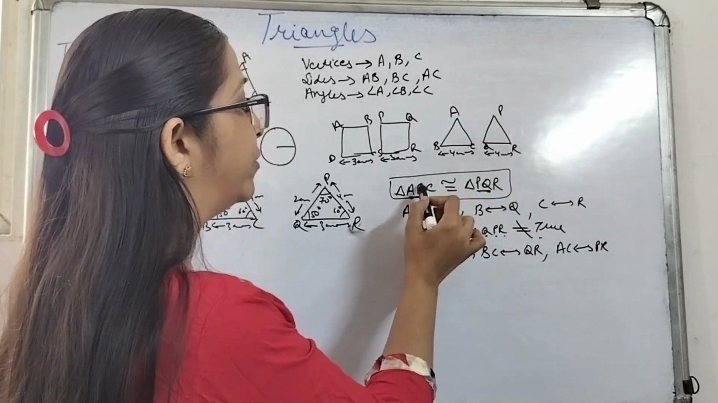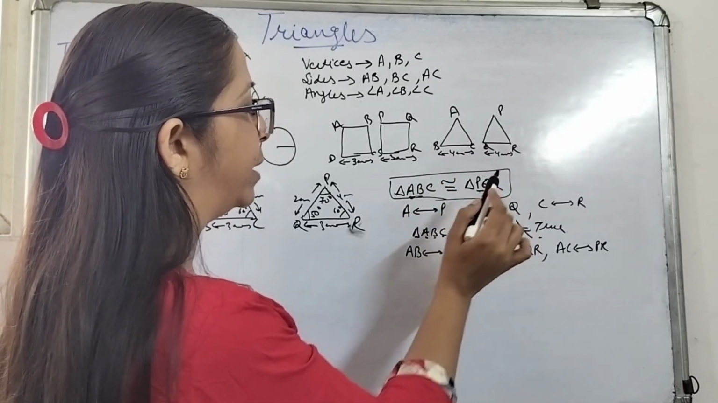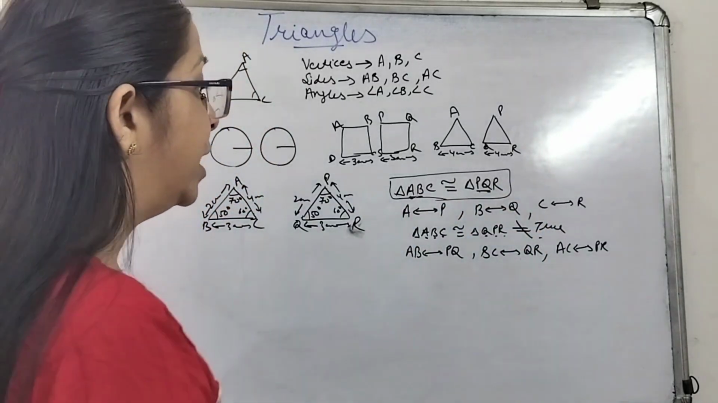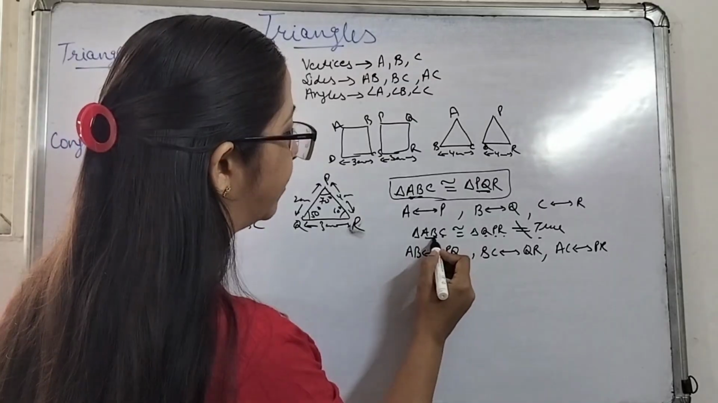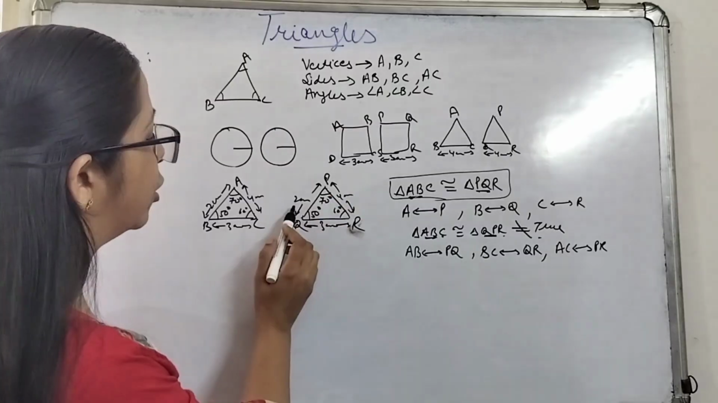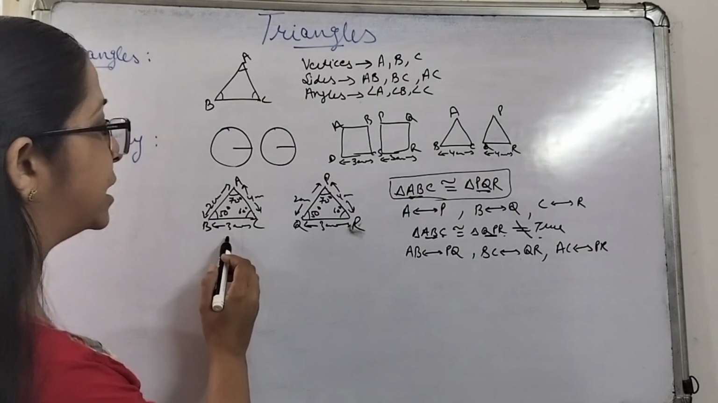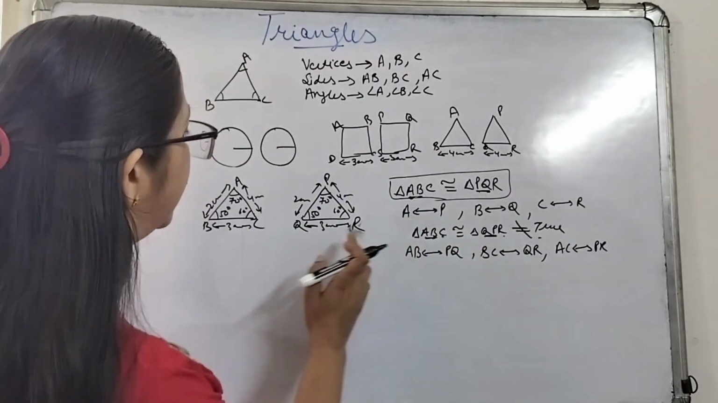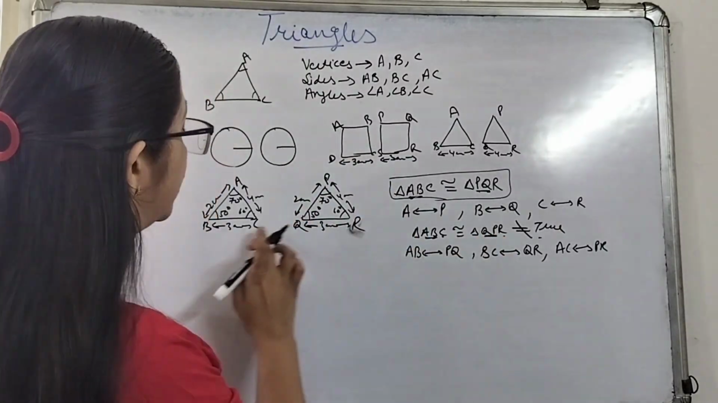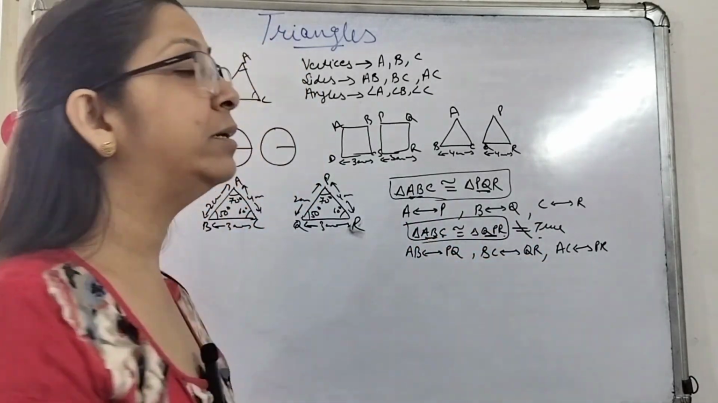P corresponds to Q, B will be overlapping Q, C will be overlapping R. Side AB will be overlapping PQ, BC will be overlapping QR, and AC will be overlapping PR. If instead of this I am writing this, then see AB and QP. AB is 2 and QP is again 2 over here. Then your BC and your PR. BC is 3 and over here PR is 4. This BC is 3 but PR is 4. So they are not going to overlap each other. That's the reason this is wrongly written.